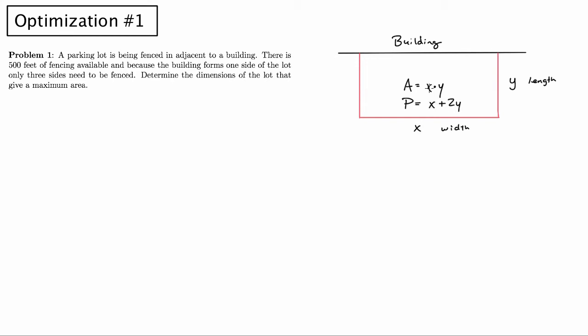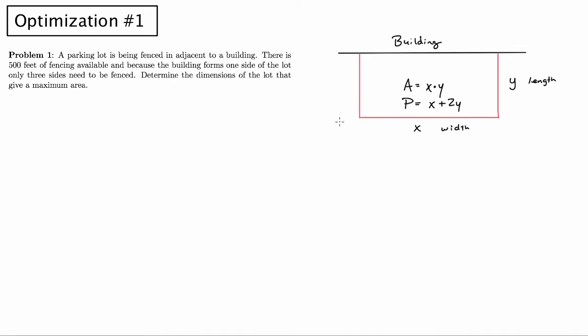So I have all of the information I need in order to try to figure out what is the maximum area I can have subject to only having 500 feet of fencing. Keep in mind, since it's length times width, that's where we get the x times y for the area. And because I'm not using the building side, I only need to have one x and then two y lengths for the perimeter.